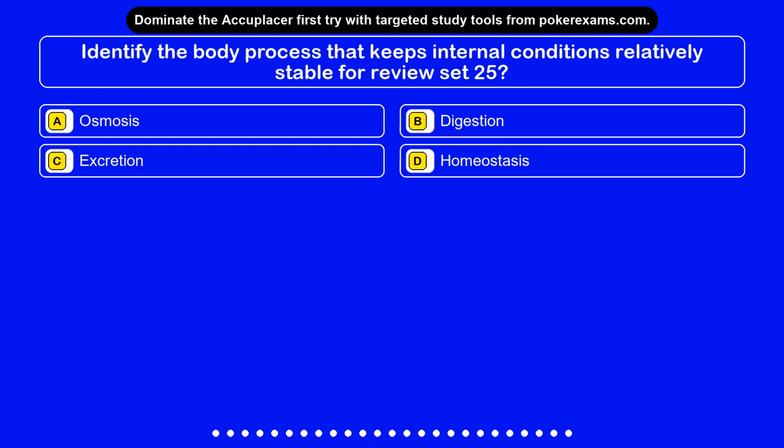Question 24. Identify the body process that keeps internal conditions relatively stable for review set 25. Option A, osmosis. Option B, digestion. Option C, excretion. Option D, homeostasis.